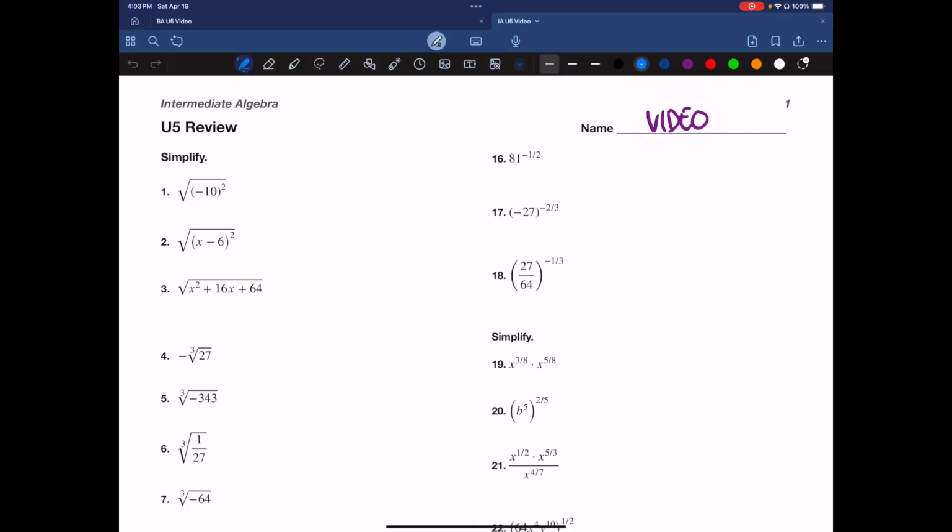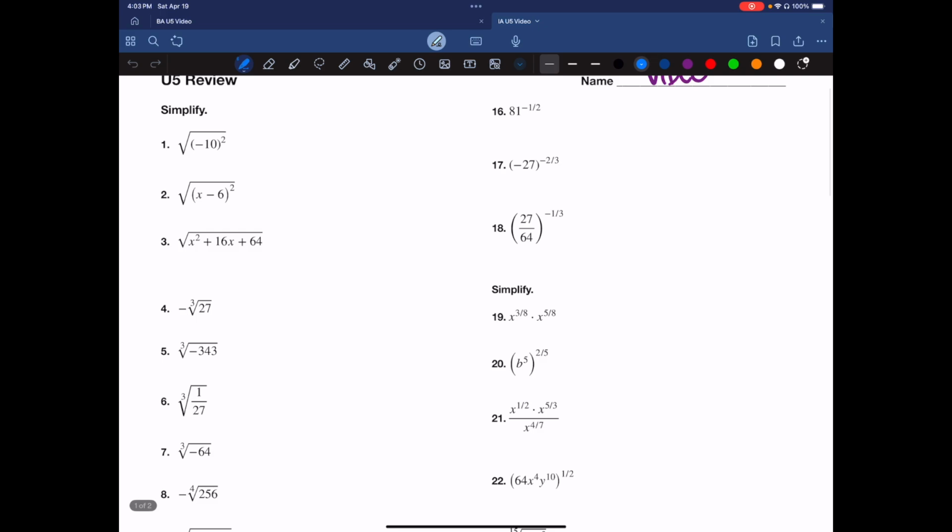Alright guys, let's get into the Unit 5 review. This shouldn't take forever because we're just dealing with radicals and exponents, which isn't terrible.